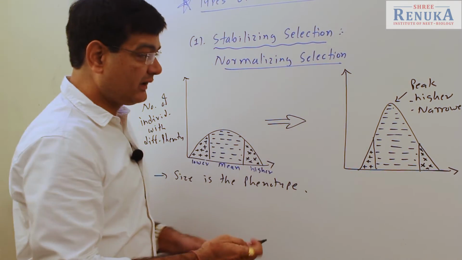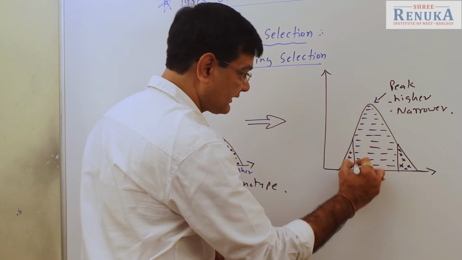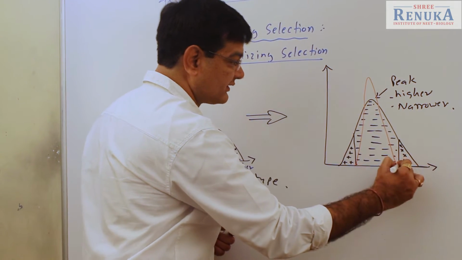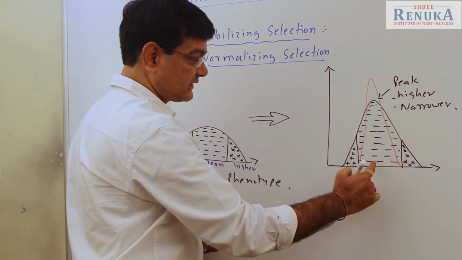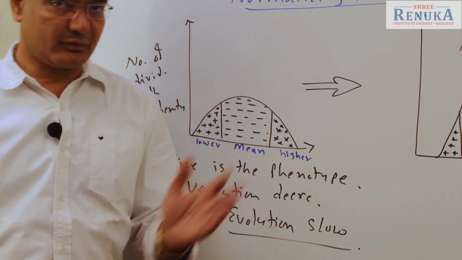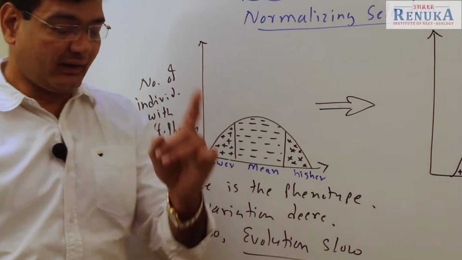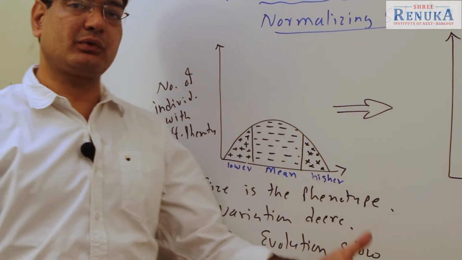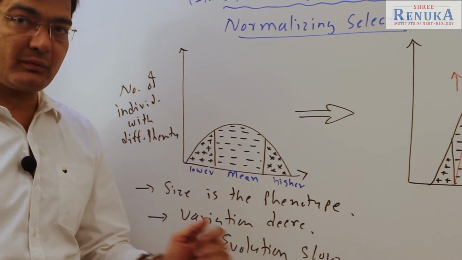It may happen that after some time, only one kind of individual is found in the population, so only the mean expression phenotype is found. If this kind of selection occurs, variation goes on decreasing in the population, and as a result, the evolution process slows down. This is stabilizing selection or normalizing selection.